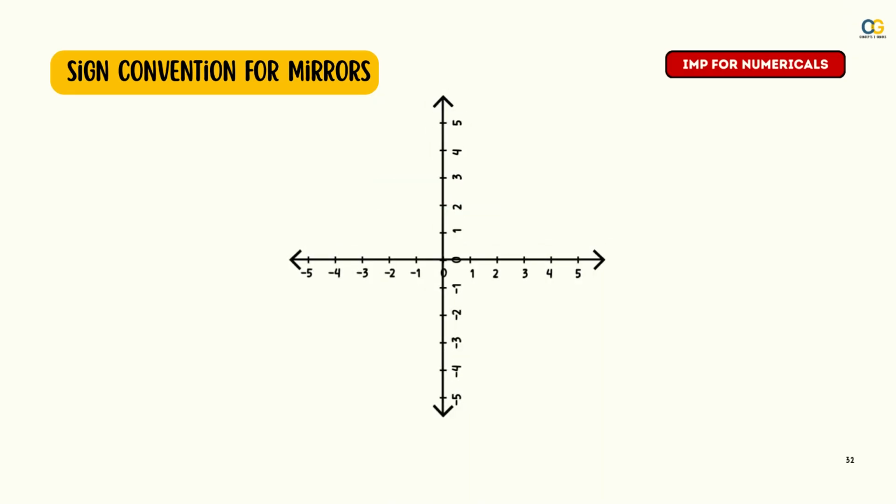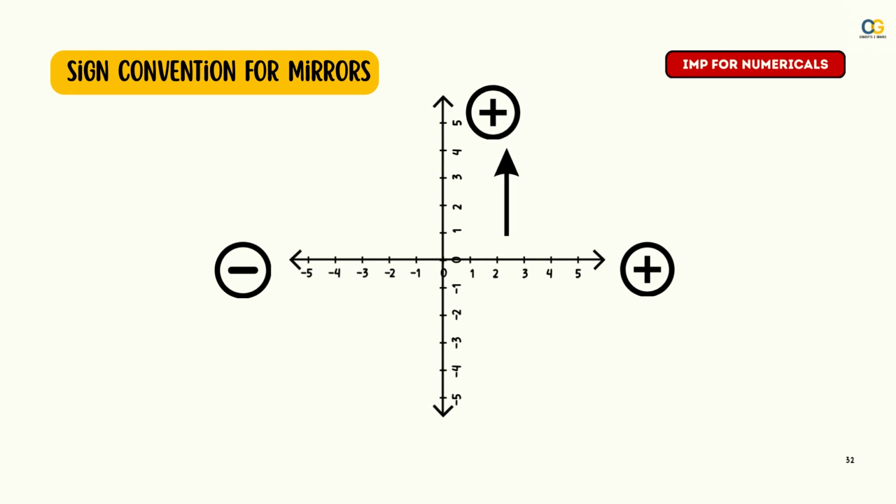Let us now learn the sign convention for mirror. The best trick to remember sign convention is to remember your number line. How do we have our number line? All positive numbers to the right of the 0. All negative numbers to the left of 0. All positive numbers above 0. All negative numbers below 0.